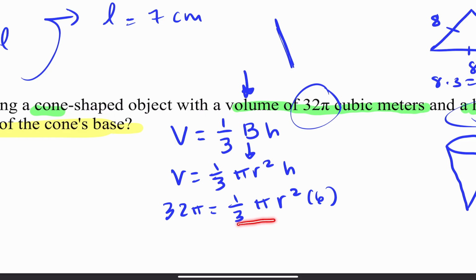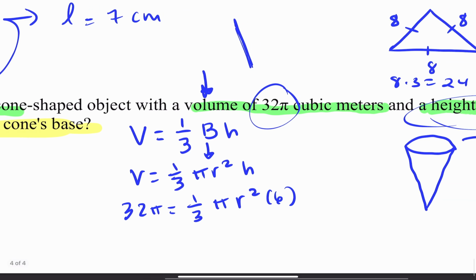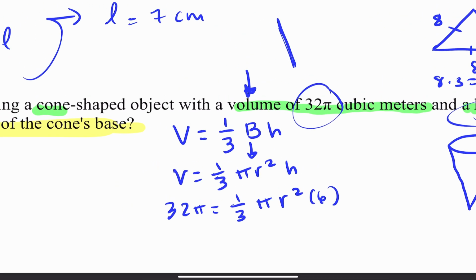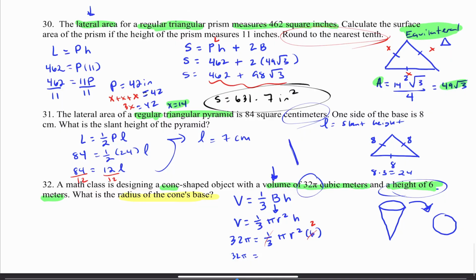And since everything is being multiplied on the right-hand side of the equal sign, I can actually do this. I have 1/3 of 6. A third of 6, of course, is going to be 2, right? So 1/3 times 6, or you can say 6 divided by 3, however you want to approach this. That is going to turn into a 2 here. So I have what? 32 pi equals 2 pi r squared.